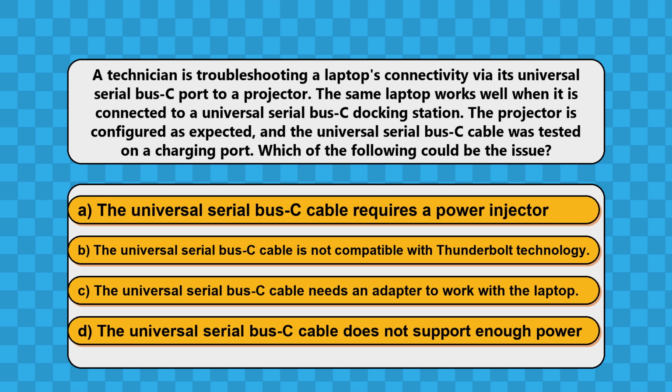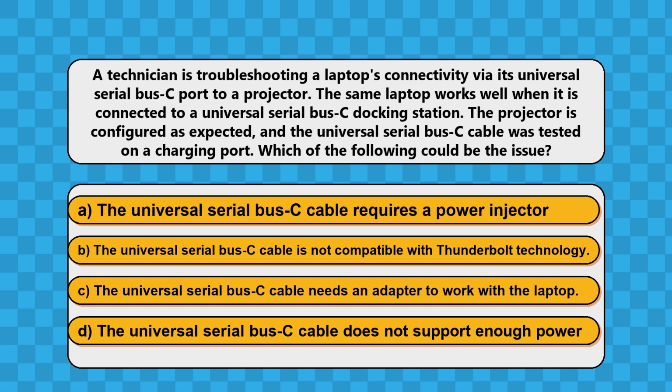Question 56. A technician is troubleshooting a laptop's connectivity via its universal serial bus C port to a projector. The same laptop works well when it is connected to a universal serial bus C docking station. The projector is configured as expected, and the universal serial bus C cable was tested on a charging port. Which of the following could be the issue?